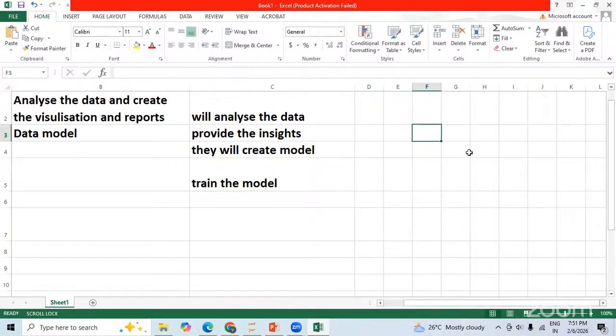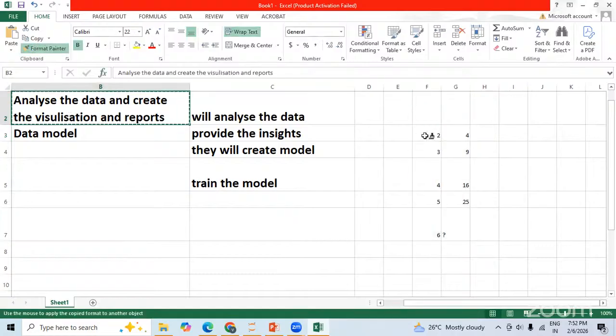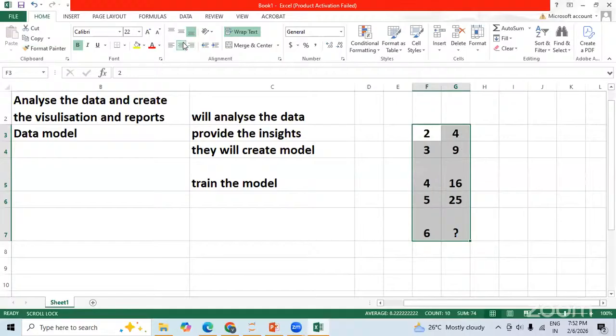There is data like this: 2, 3, 4, 5, and 6. Now, I will ask you: 2 answer is 4, 3 is 9, 4 is 16, 5 is 25, and 6 is the question. This is the data, guys. Now tell me, what will be the answer here? Put down your answers in the chat box. Come on, just put down your answers. What will be the answer here?